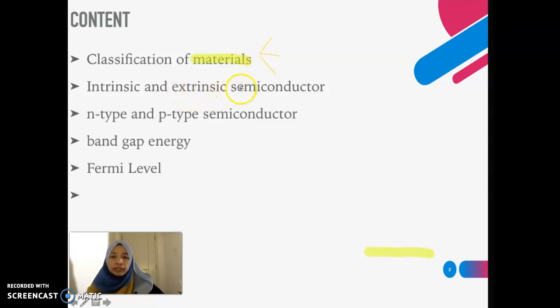And what is actually semiconductor materials, and what is the difference between intrinsic, extrinsic, and in the extrinsic semiconductor we have N-type and we have P-type. And what is the difference between band gap energy for the conductor, insulator, and semiconductor, and the last one is the Fermi level. So this is all the chemistry part for the semiconductor material.